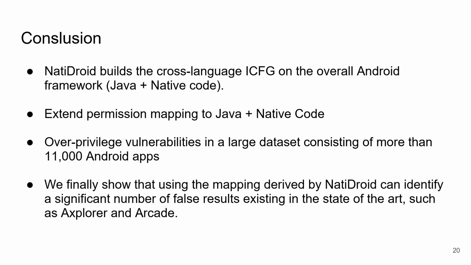We further applied our new mapping to detect permission or privilege vulnerabilities in a large dataset that consists of more than 11,000 Android apps. We finally showed that using the mapping derived by NativeDroid can identify a significant number of false results existing in the state-of-the-art, such as Explorer and Arcade.